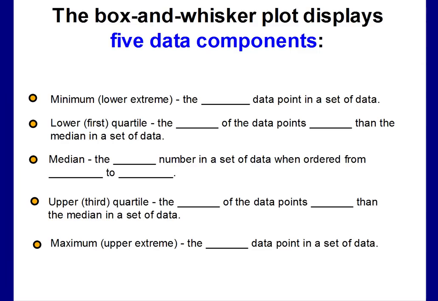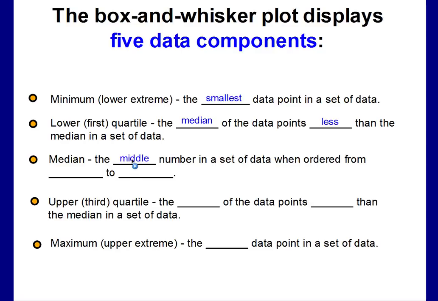Okay, so there are 5 important data components of the box plot. The first is the minimum or lower extreme. This is the smallest data point in a set of data. Then you have the lower or first quartile. This is the median of the data points that is less than the median in a set of data. Sounds confusing, but we're going to talk about all of this.